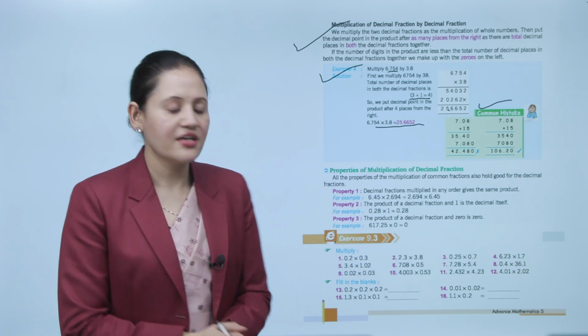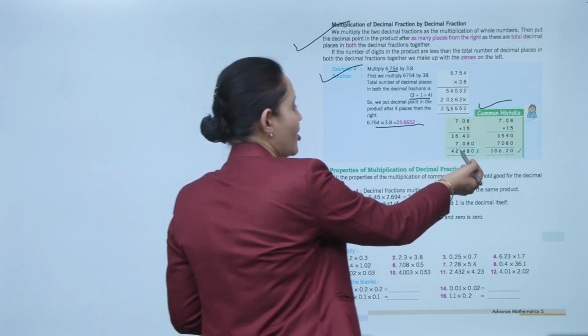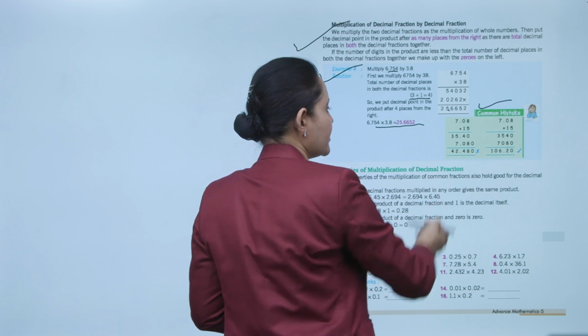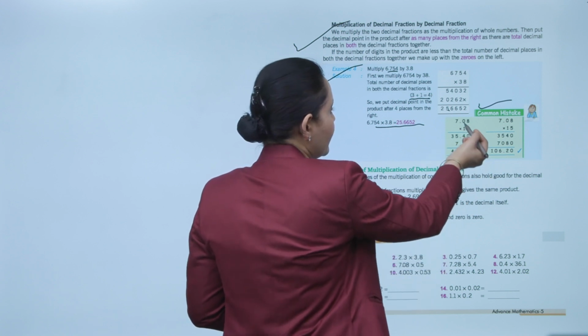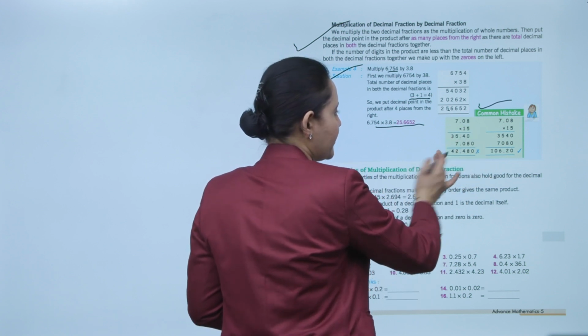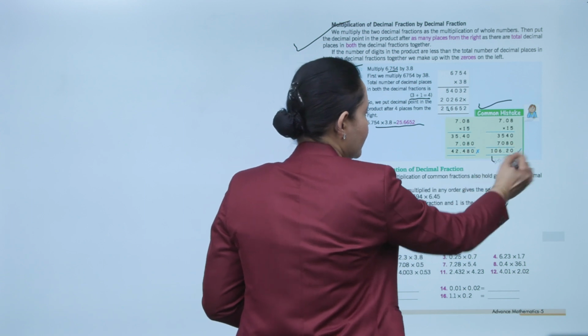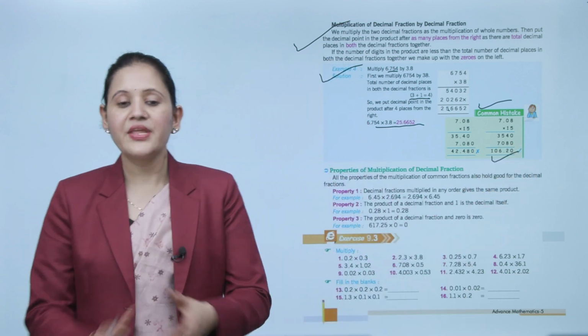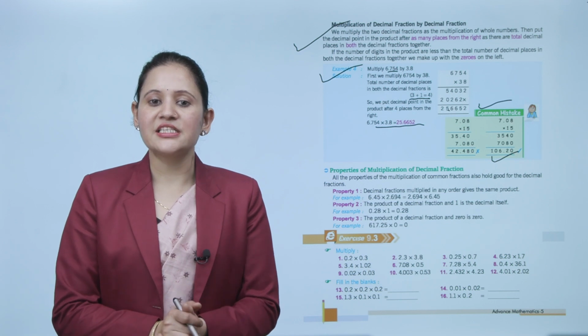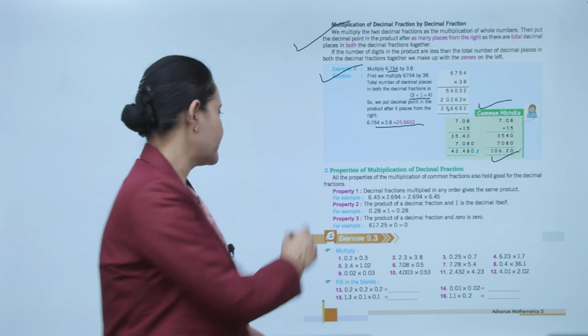Common mistake. 7.08 into 15 is not equal to 42.480. Because the decimal comes after 2 digits, it will not come after 3, it will come after 2. So that is the correct way. Clear? Next is properties of multiplication of decimal fractions.